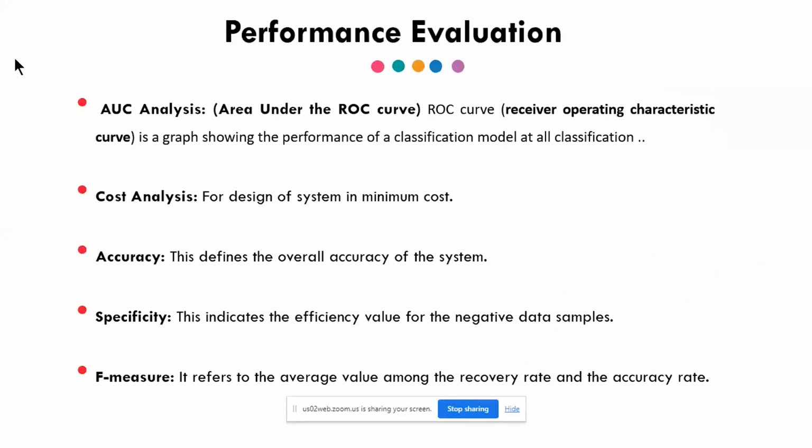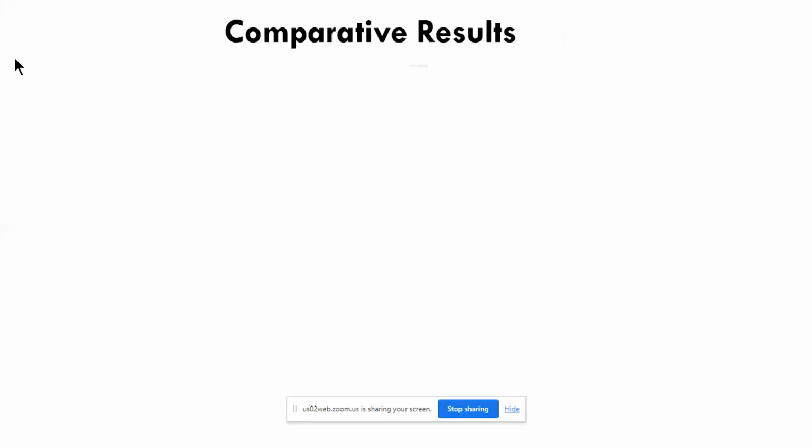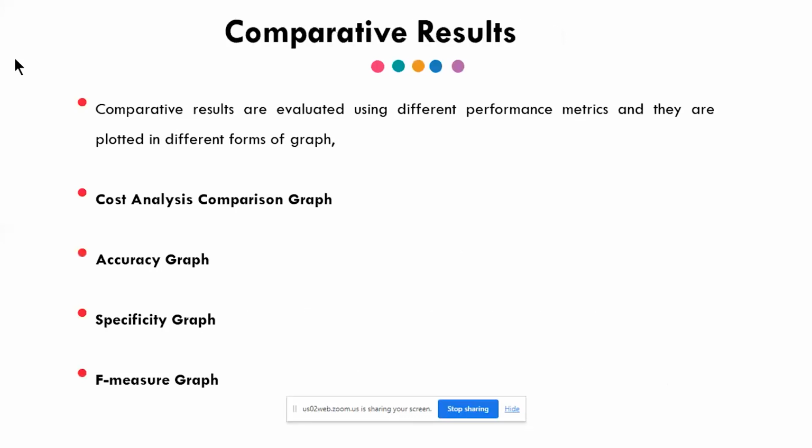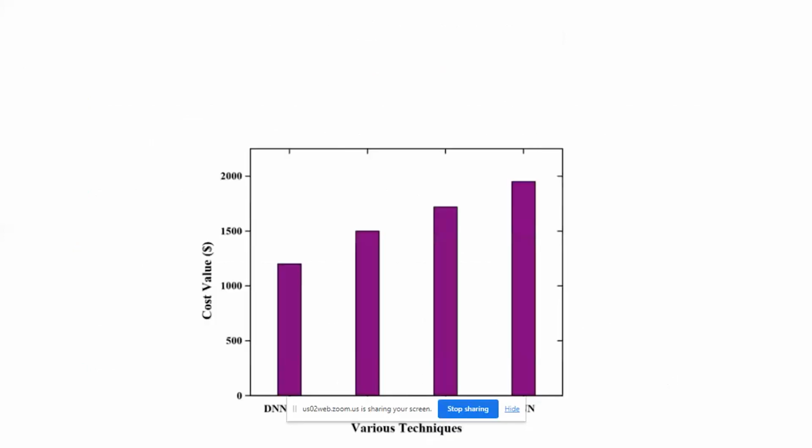And next, going into the performance evaluation. After completing this model, the performance is evaluated on AUC analysis, that is the area under the ROC curve, cost analysis, accuracy, specificity, and the F measure. And next, the comparative results. After the evaluation and the description of the system, we analyzed and plotted the values in 4 different graphs: cost analysis, accuracy, specificity, and F measure.